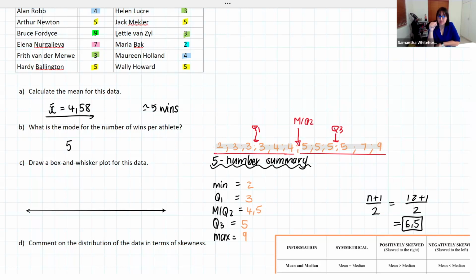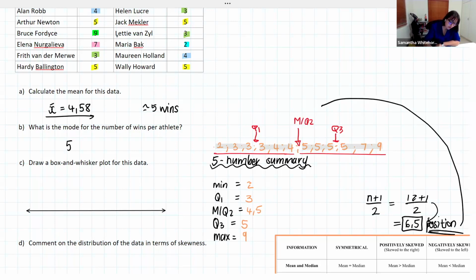The reason I don't like this method, and I'm saying this having marked paper 2 literally today, is that so many kids will do this beautifully, but then tell me that that's their median. That is not your median. This is the position of your median. You still need to work out where the 6.5 position is, and then tell me what the value is there. So all this method does is tell you the position of Q1, Q2, Q3, whatever.